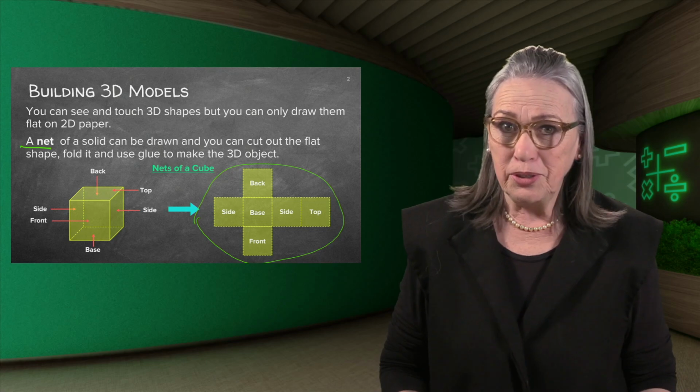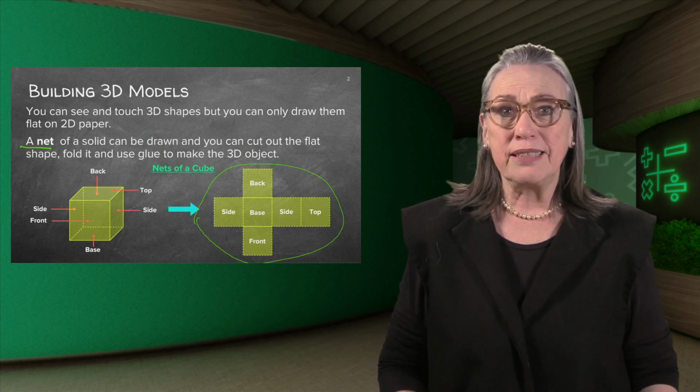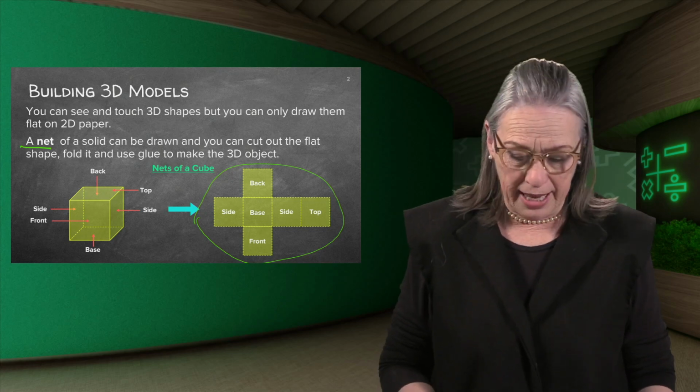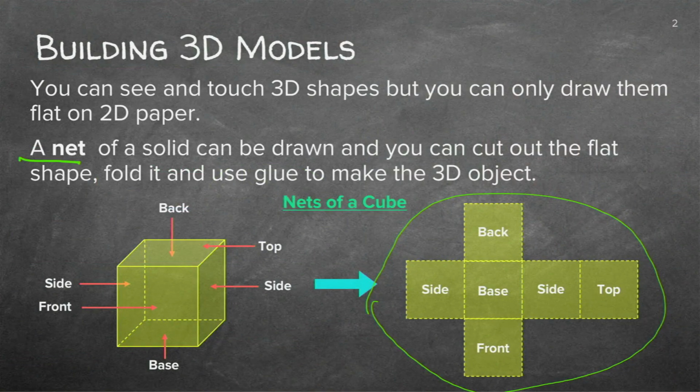Before I continue, I just want to make sure that you can still remember what a cube is. Yes, this is a cube. So a cube is a 3D model, and all 6 sides are exactly the same. Now, if you look at the net, you see we've got 1, 2, 3, 4, 5, 6 sides, and they are exactly the same. And they are square.